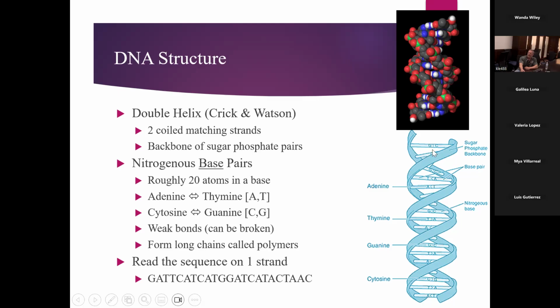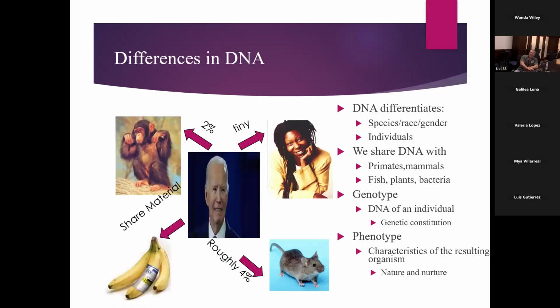And then once these hydrogen bonds are broken, the helix can spread apart. And then we start to get DNA replication occurring on each one of those strands. So if we look at differences in DNA between the species, we can use DNA to help us differentiate between individual animal species, right? Because our DNA is not going to be the same as a mouse or as a banana or as a chimpanzee. So we can use differences in DNA to differentiate between species.